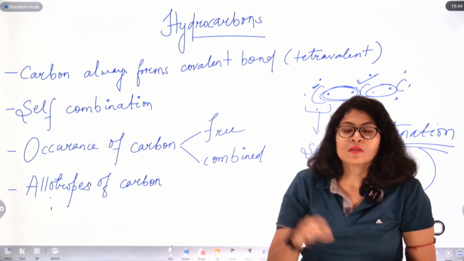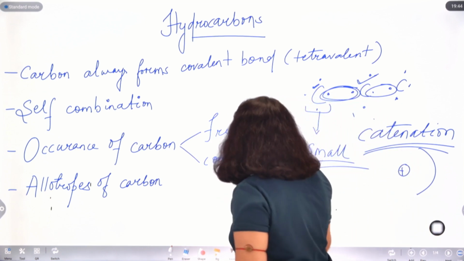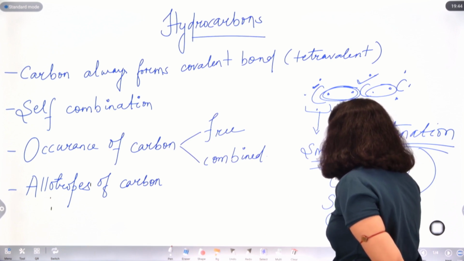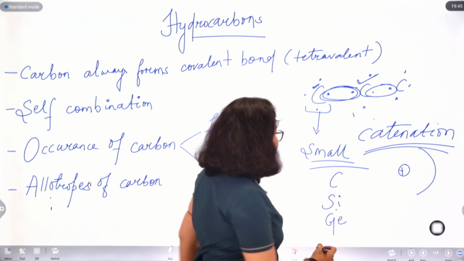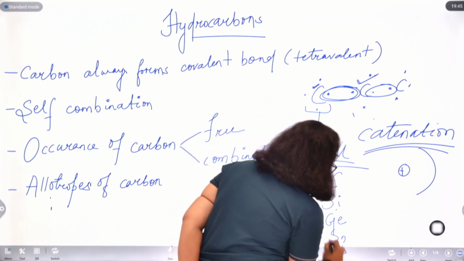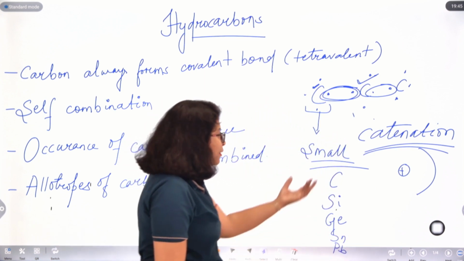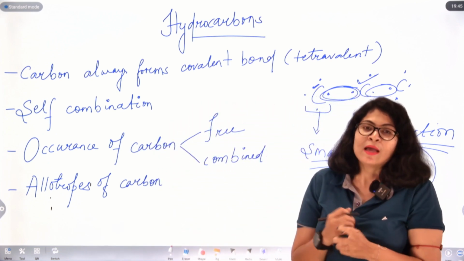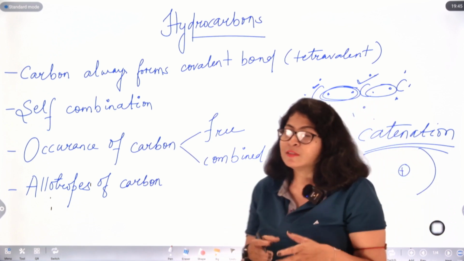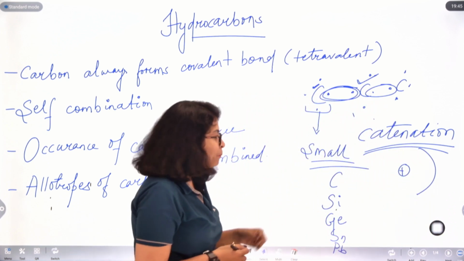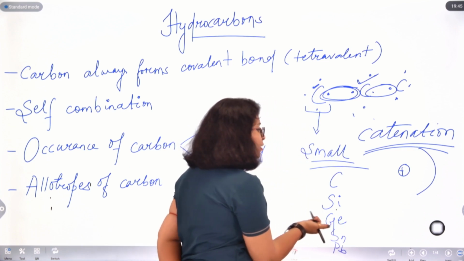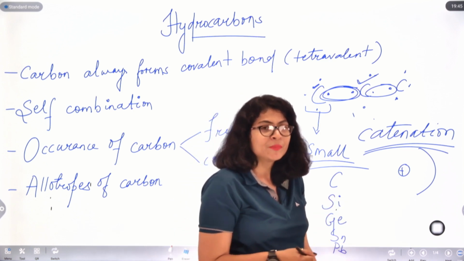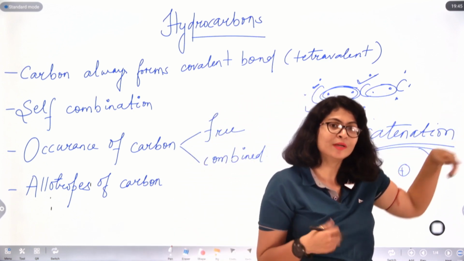Why? Because as we go down the group, if we observe this particular group, we have carbon, silicon, germanium, tin (Sn), lead (Pb). We have these elements. As we go down, gradually the size of the atom increases. As the size of the atom increases, the distance from its nucleus also increases. As a result, the nuclear hold on the outermost shell decreases. Therefore, this self-linking property also decreases.